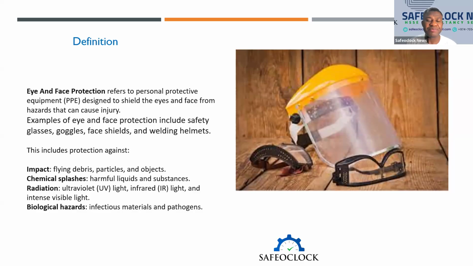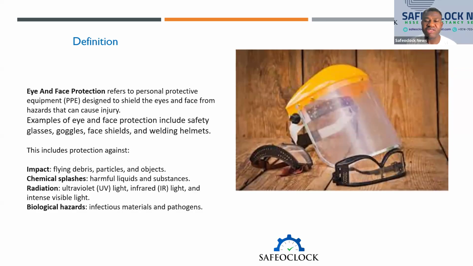Some of the protections that face and eye protection gives us include protection from the impact of flying debris, particles, or even objects hitting the eyes or the face. If we have these protections, it decreases the risk of getting hit by these flying debris or particles.